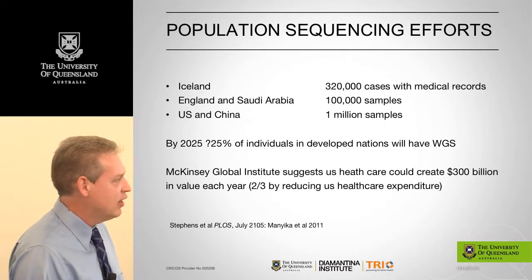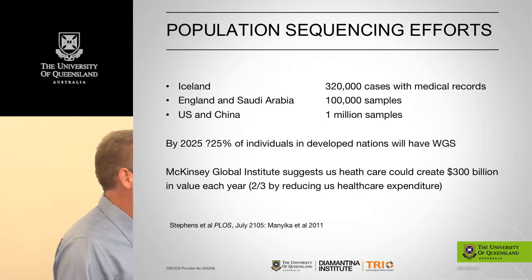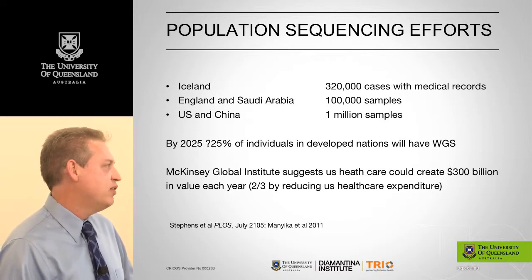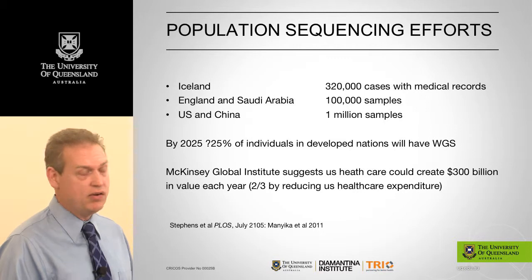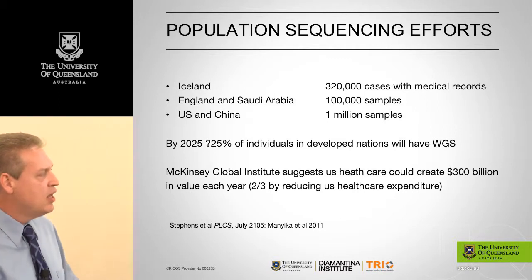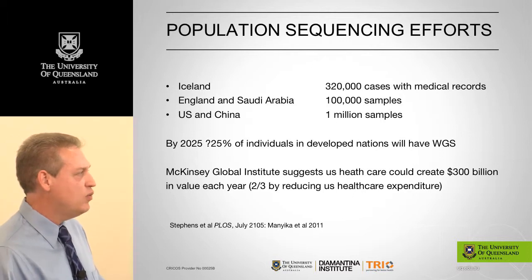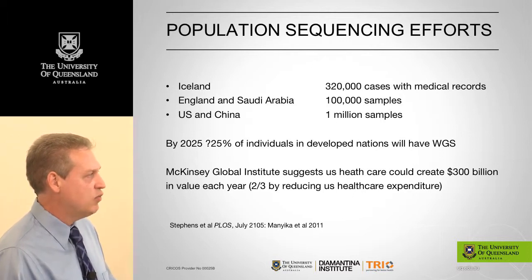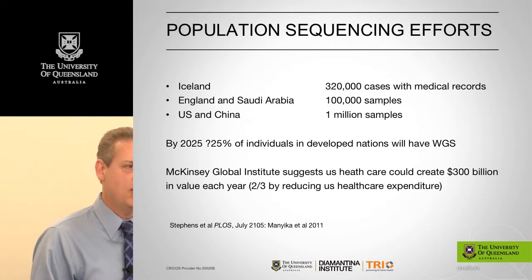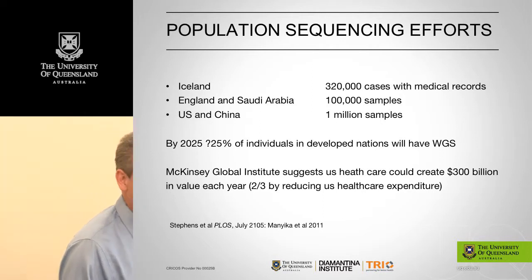Many reports suggest that the reason people are doing this is because this McKinsey report, for example, noted that US healthcare could create $300 billion in value each year by using this big data and linking genotype and phenotype information together. The important part, I think, for us is that two-thirds of that saving is from reducing US healthcare expenditure by using appropriate testing and not doing tests you don't need to do.